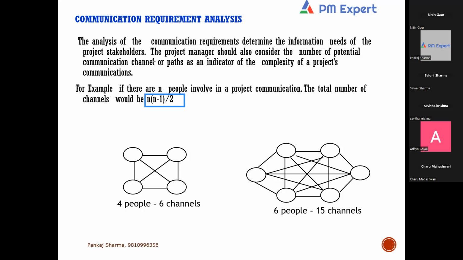Now, if I say there are 15 people in the team, how many communication channels? Tell me how many channels if there are 15 people in the team.